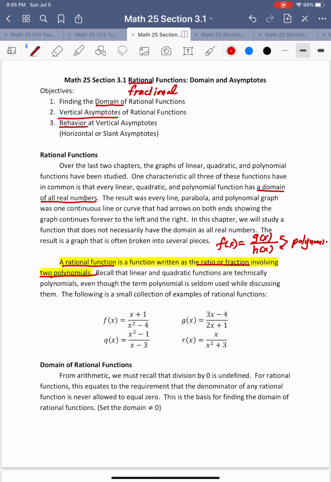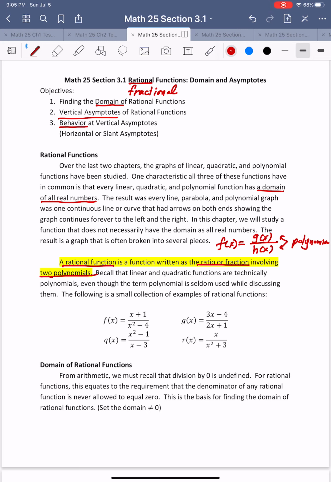We already talked about polynomials in chapter 2. Polynomial means the variable exponent is going to be a whole number. Recall that linear and quadratic functions are technically polynomials, even though the term polynomial is seldom used when discussing them. The following is a small collection of examples of rational functions.